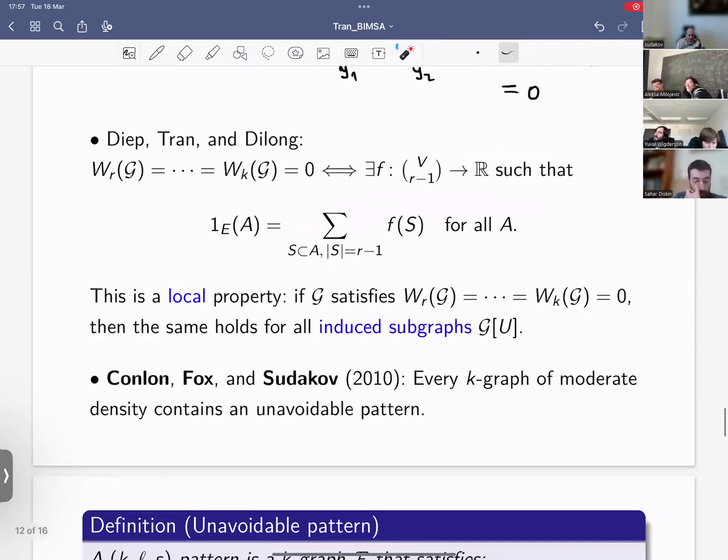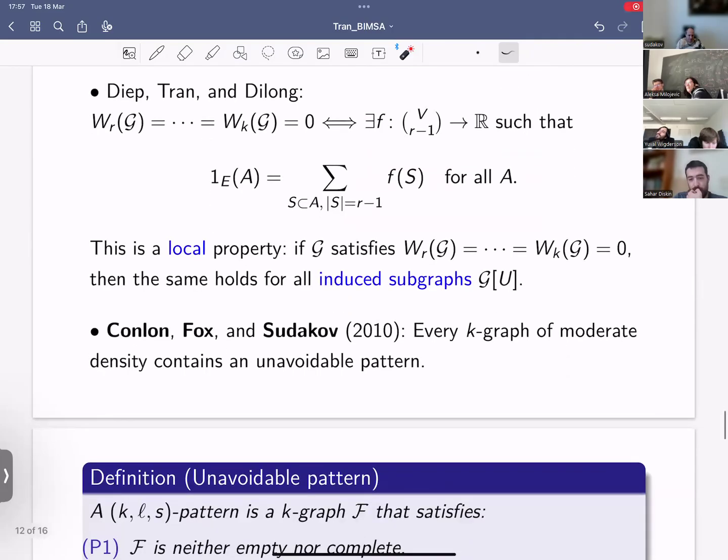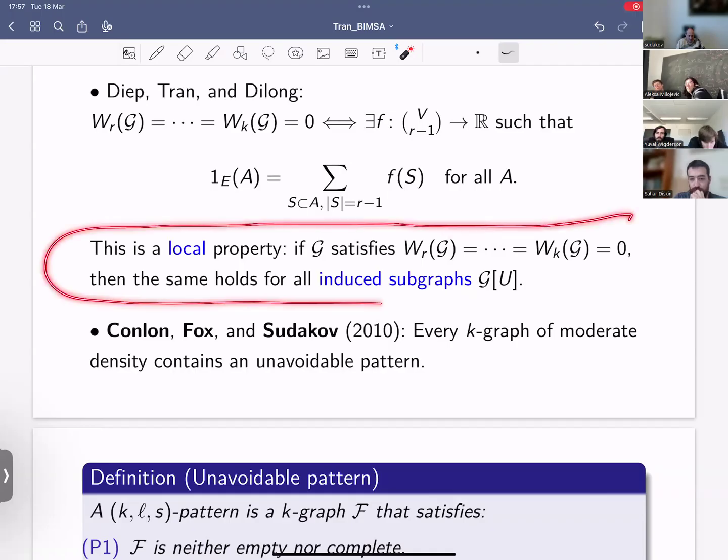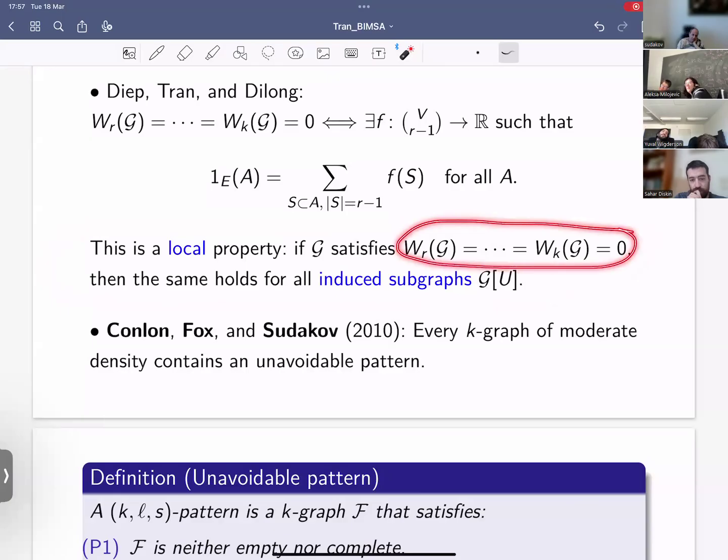And because this is a local property, it allows us to take a local approach. So actually, Conlon, Fox, and Sudakov prove that every k-graph of moderate density must contain an unavoidable pattern. Which means that G must contain some unavoidable pattern, and because of this local property, that unavoidable pattern also satisfies this property.